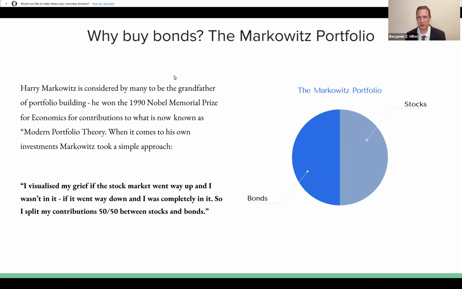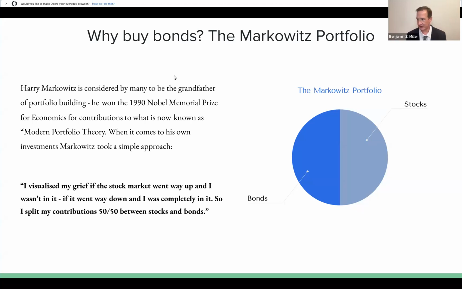The origin of modern portfolio theory, in 1990, an economist named Harry Markowitz, he actually won the Nobel Prize for his work in modern portfolio theory. He's actually considered the grandfather of it. And it's a very complicated model, a lot of math. But when it came to Harry Markowitz's own portfolio, he did things a little simpler.